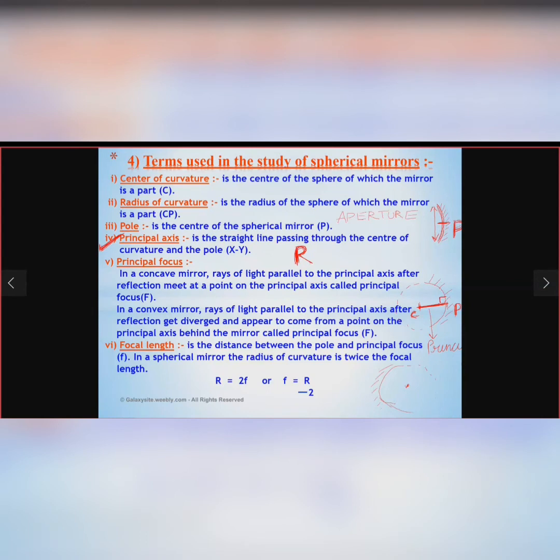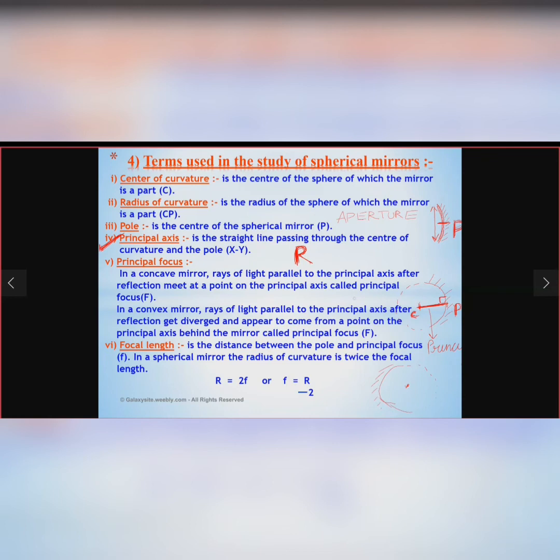Ma'am, principal axis is the perpendicular line and radius is the distance. Look, the line which joins the pole and center of curvature is called the principal axis, and the distance between the center of curvature and the pole is called the radius of curvature. Okay, ma'am. Okay.